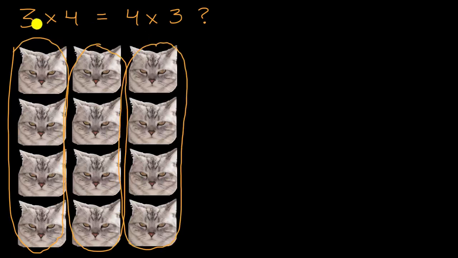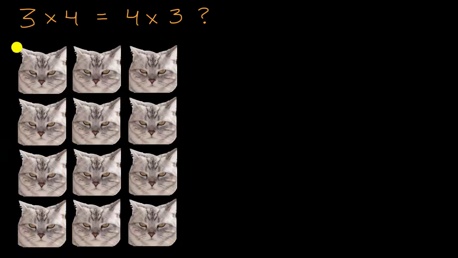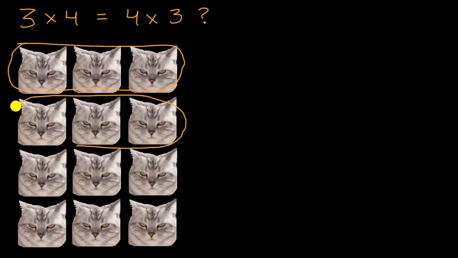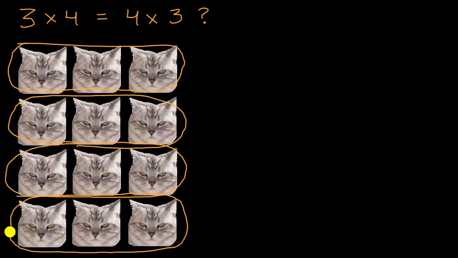If we view the first number here as groups of the second number, but we could also view it as 4 groups of 3. How would we do that? Well, we could have one group of 3 angry cats. We can have 2 groups of 3 angry cats. We can have 3 groups of 3 angry cats. And we can, of course, have 4 groups of 3 angry cats. So based on that, if you think of the first number as groups of the second number, it seems like the order doesn't matter.